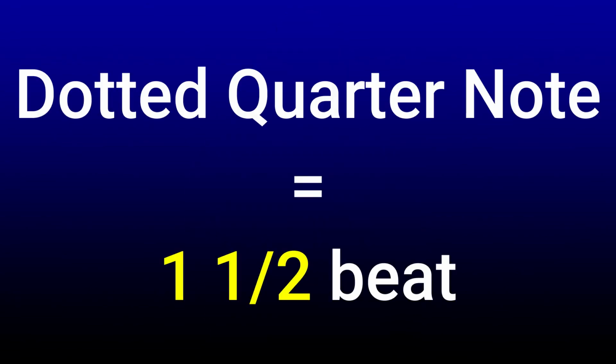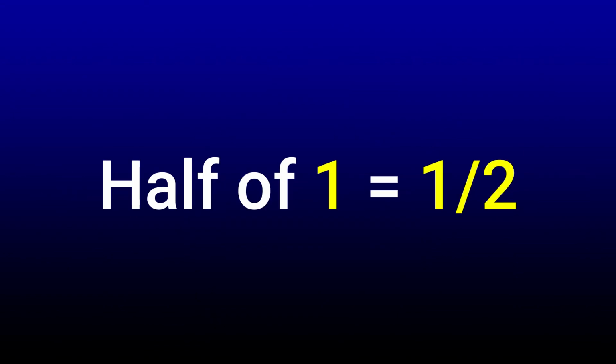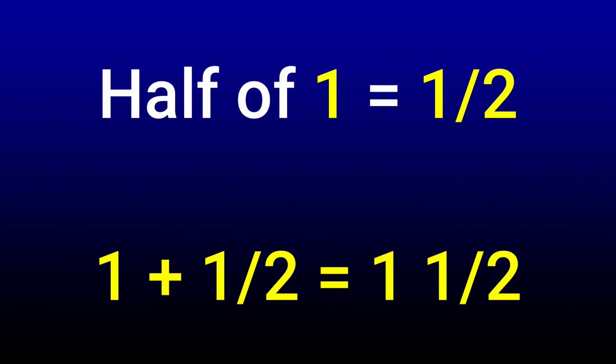Can you tell what is the value of a dotted quarter note? Yes, the value of a dotted quarter note is 1 1/2 beat. Again, that is because the value of a quarter note is 1. 1/2 of 1 is 1/2. So the original value of the quarter note plus 1/2 of that number is 1 1/2 beat.